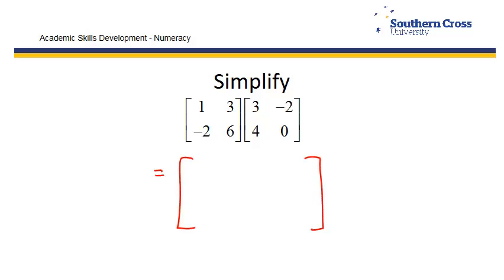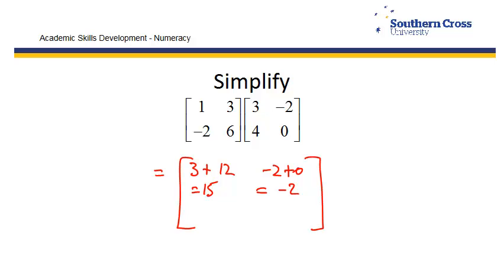So the number that goes in the first row, first column will be multiplying the first row by the first column. So 1 times 3 is 3, plus 3 times 4 is 12. So that's 15. The number that goes in the first row, second column, will be the first row from the first matrix and the second column from the second matrix. So 1 times negative 2 is negative 2, plus 3 times 0 is 0, so that's negative 2.